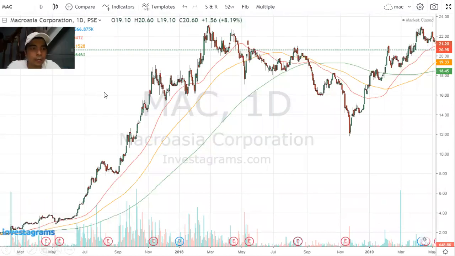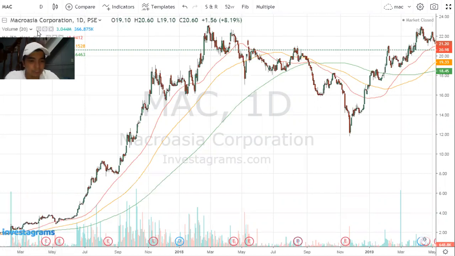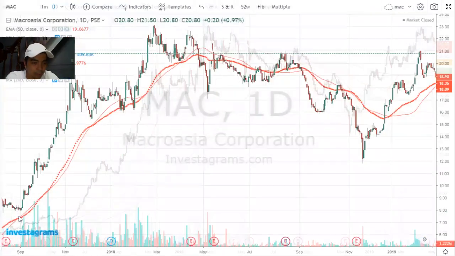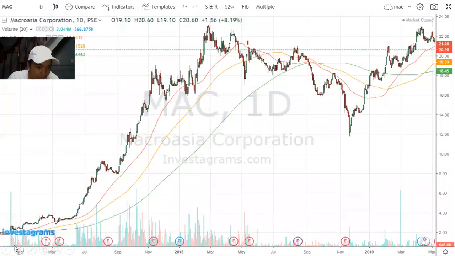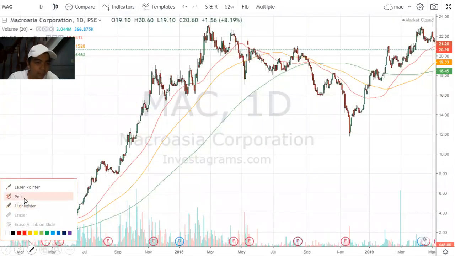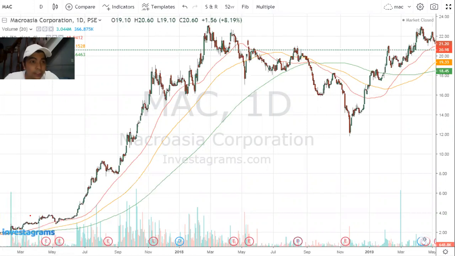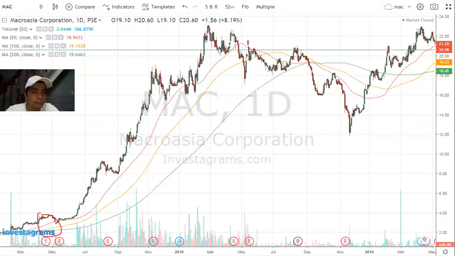Here I have Macro Asia as an example, MAC. For this one, you can see below. Let me point out the pointer. As you can see here for the MAC, it's above the three moving averages. So what are the three moving averages? It's here. The 50, which is the red one, the 100, the orange, and the 200, which is the green one.